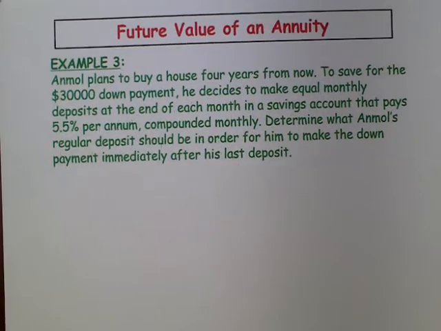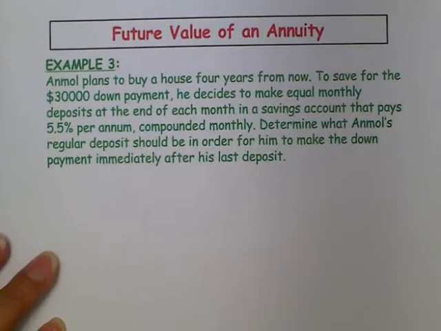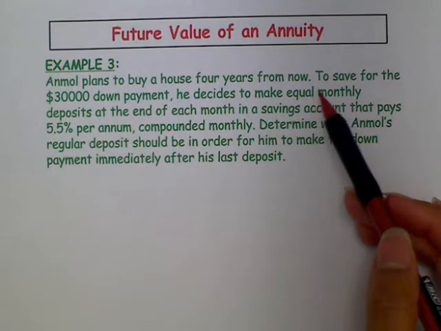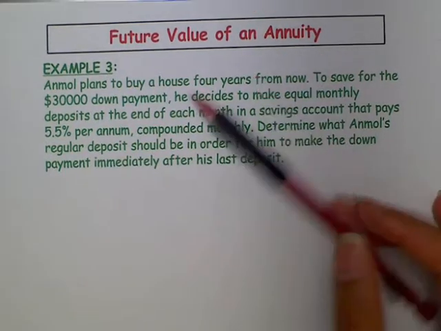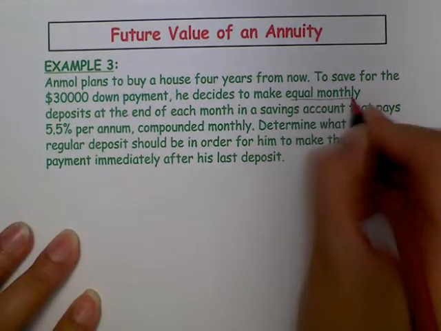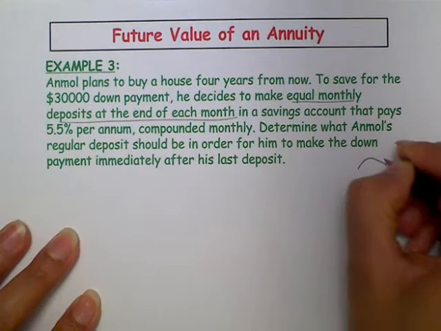Well, let's take a look. Is he making regular payments? If he's making regular payments, then it makes it an annuity. So let's read the question again. Animal plans to buy a house 4 years from now. To save for the $30,000 down payment, he decides to make equal monthly payments at the end of each month. So he is putting in equal monthly payments.